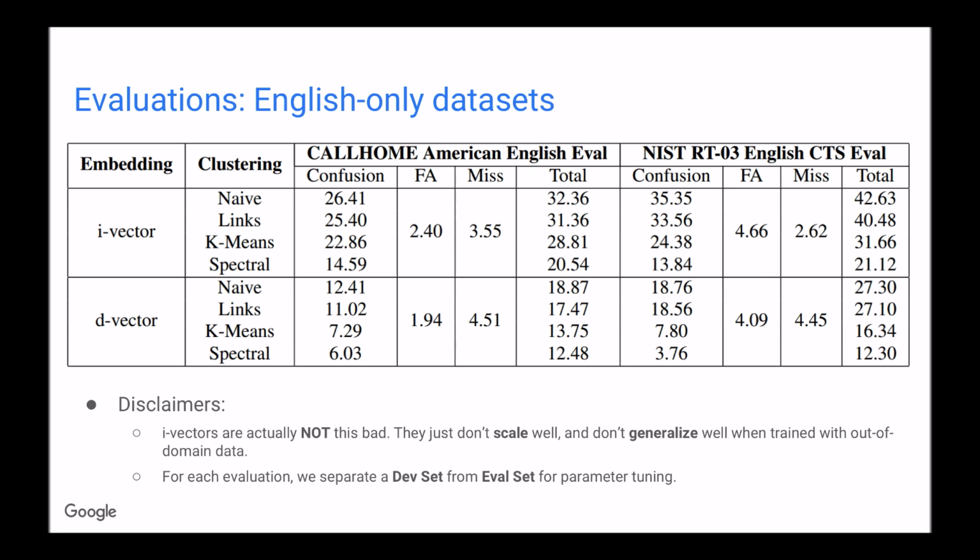Actually, although I-vectors are not as good as D-vectors, they should not be this bad. Our I-vectors are really bad here, mostly because they are trained with out-of-domain data, and I-vectors do not generalize very well across domains. Another disclaimer is that since our clustering algorithms have some parameters, and the voice activity detector also has a threshold, we always separate a dev set from the eval set for parameter tuning.